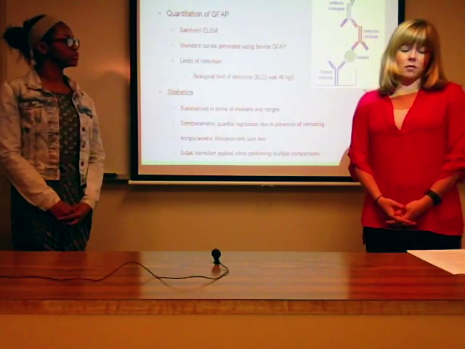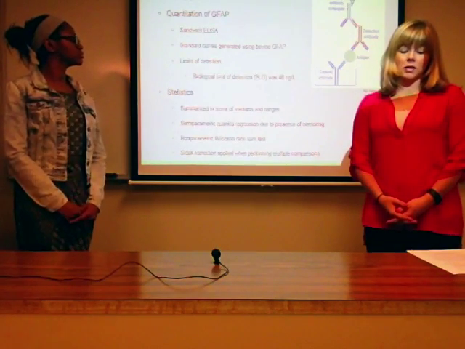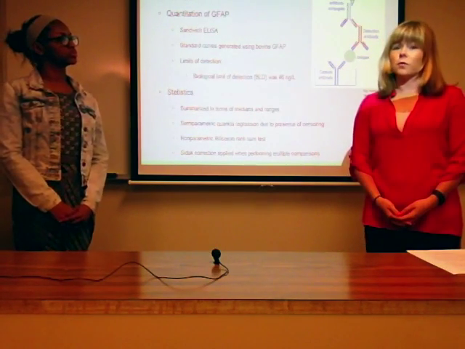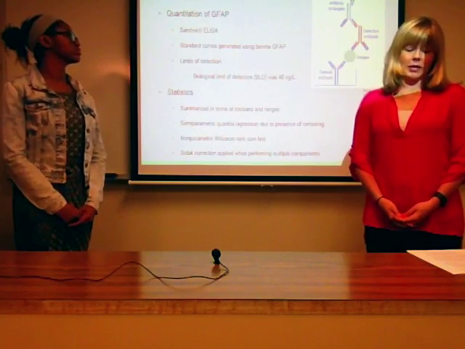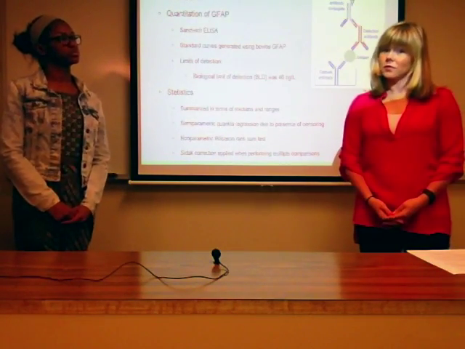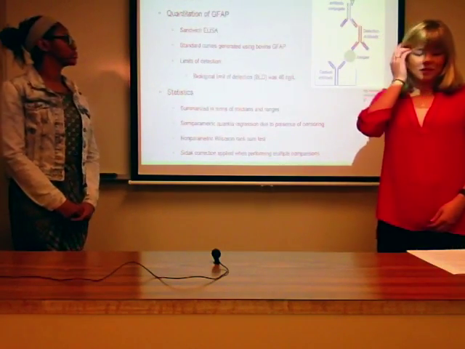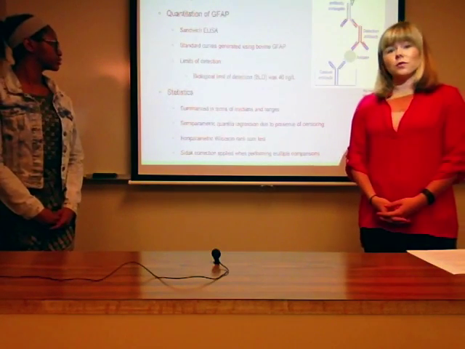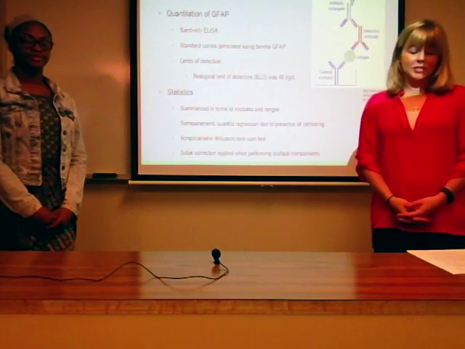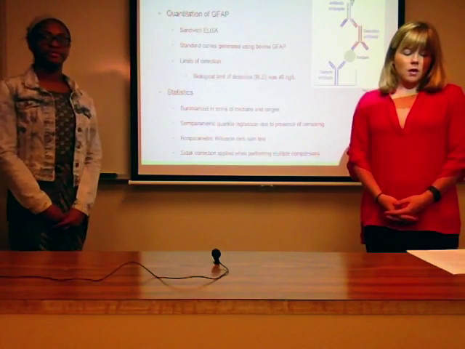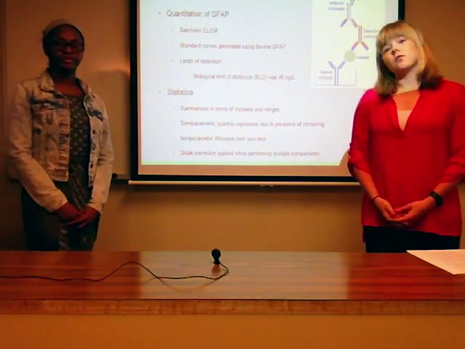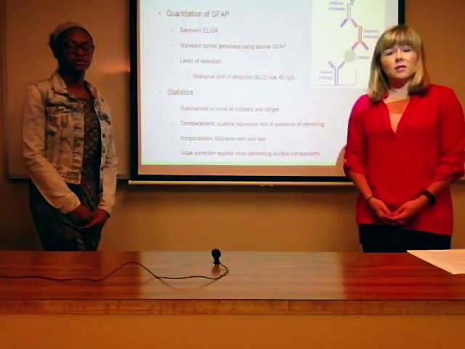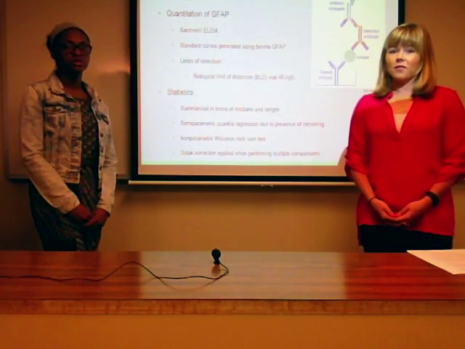And then they also pointed out that the biological limit of detection of GFAP was 46 nanograms per liter. And so then I will mention this shortly in the statistics section. And so for the statistics, the results were summarized using ranges and medians. The samples yielding values lower than the biological limit of detection were treated as censored values.